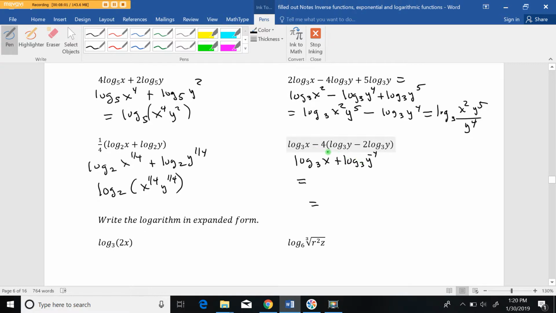This term is good, negative 4 log base 3 of y, so there's my minus 4, that worked out okay. But this is plus 8 log base 3 of y, so that's going to be plus log base 3 of y to the 8th. I'm glad I checked that. All right, now writing this as one logarithm. Log base 3 of x, y to the negative 4, y to the 8th, which is log base 3 of x, y to the 4th, by the time we take the y to the negative 4th times y to the 8th. All right, let's call that done and move on.